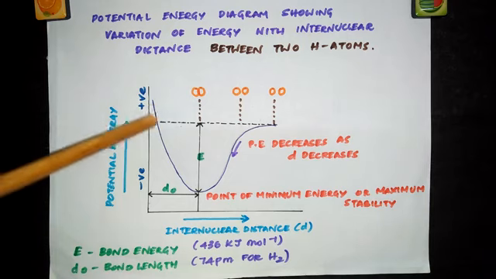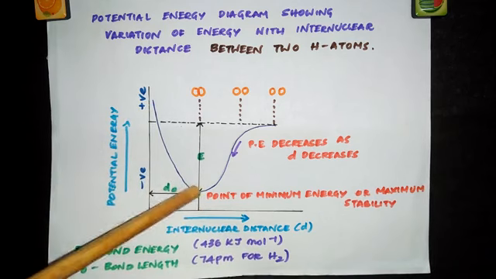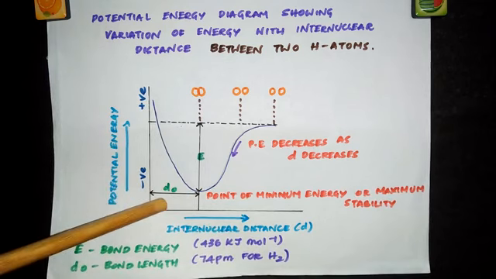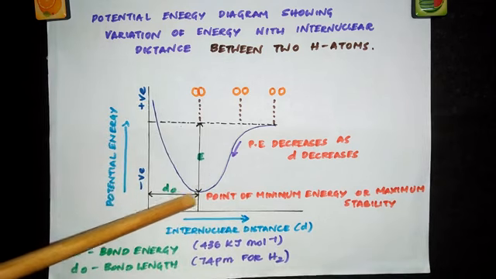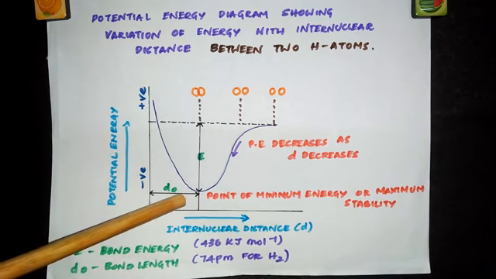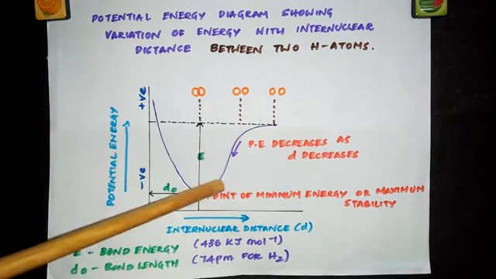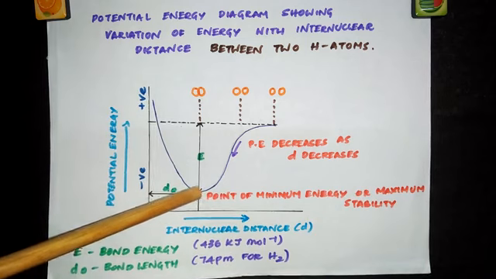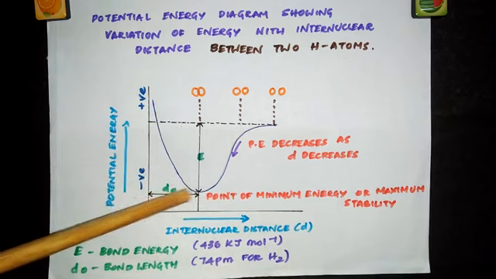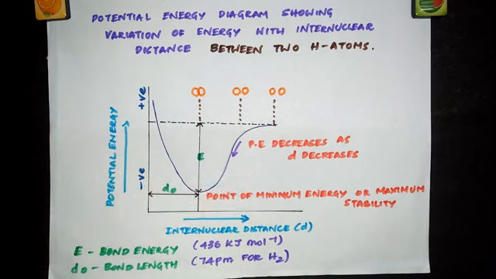So when you look at this graph, at this internuclear distance, the potential energy is the minimum. So this distance gives you the bond length. D naught is nothing but the bond length, because what distance is this? The distance between the nuclei of both the hydrogen atoms. At this distance, the energy of the system becomes minimum. So that makes the system more stable, and that determines the bond length. So as I told you, in the case of the hydrogen molecule, the bond length is 74 picometer.